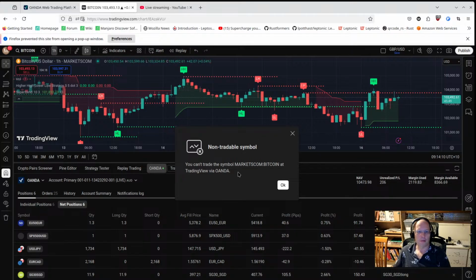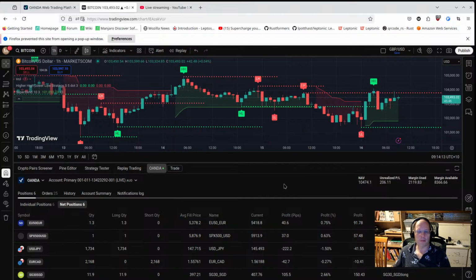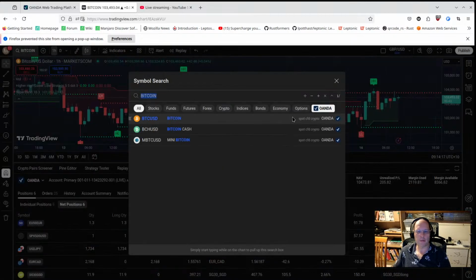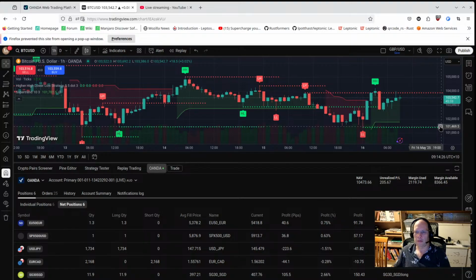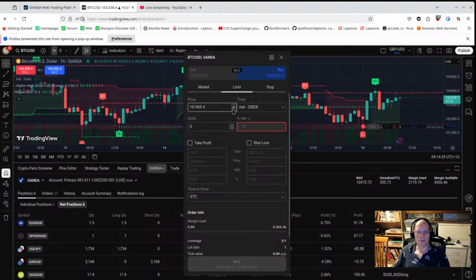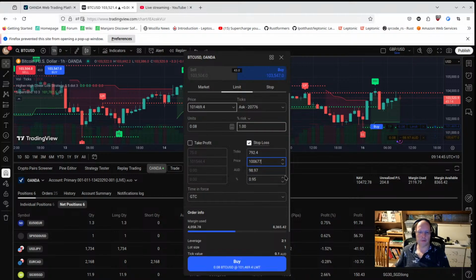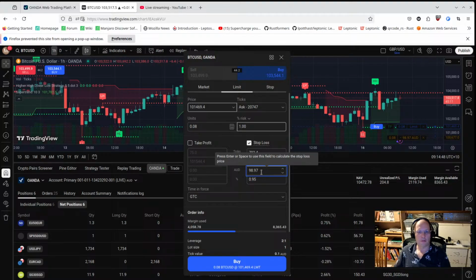Create new order. You can't trade Bitcoin on TradingView here because it's someone else's Bitcoin. We need to find Oanda's Bitcoin. That's right there. Bitcoin USD. There we go. Okay, so same symbol, different broker. And right there, create new order. And it's a limit order, and our stop loss is going to be... Can I draw it? Can I just type it? We want it to be about there, which is 100,677. Bitcoin is also crazily volatile. So we can buy 0.08 of a Bitcoin. That's fantastic. And limit, and it's ready to go.